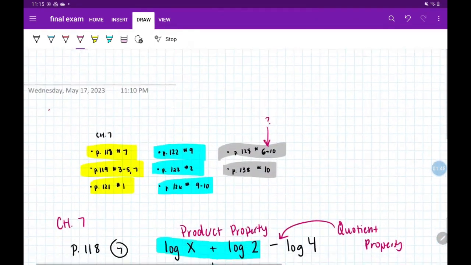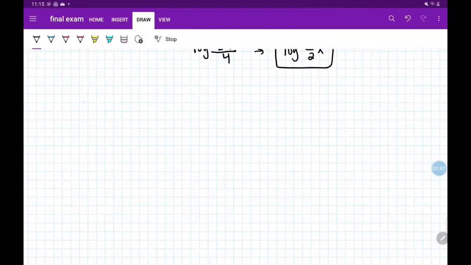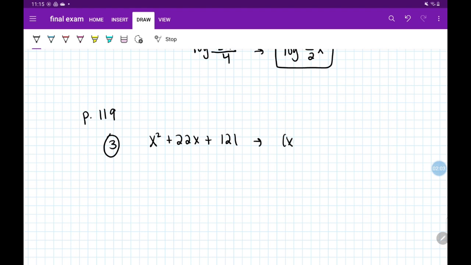Okay, next one. 119, 3 through 5, and 7. Can't believe I gave this to you. What multiplies to 121 and adds to 22? 11 and 11.